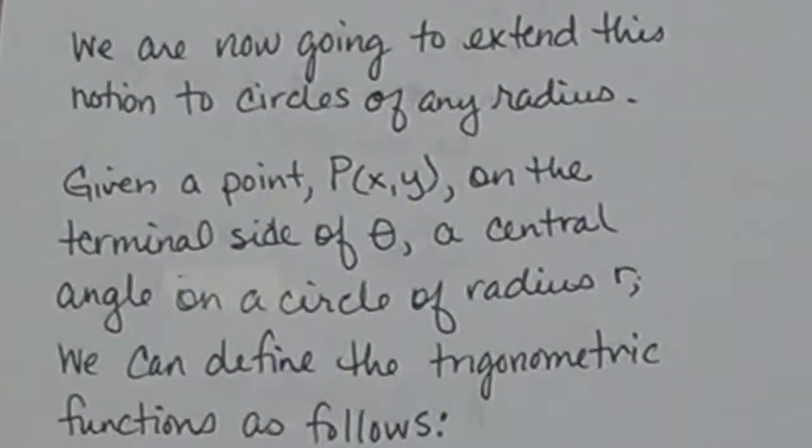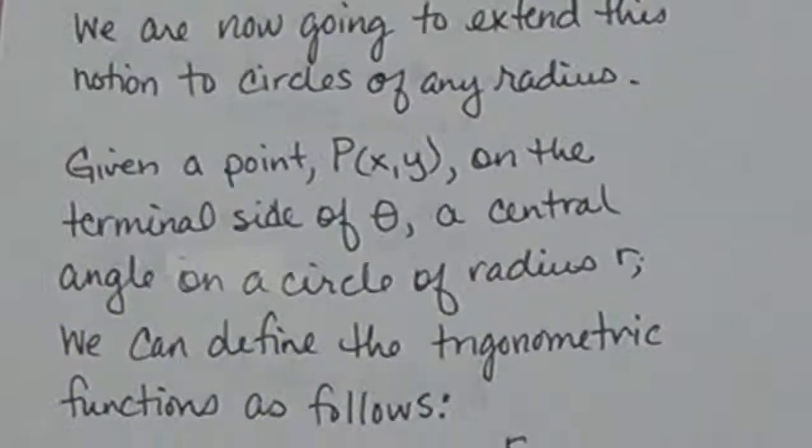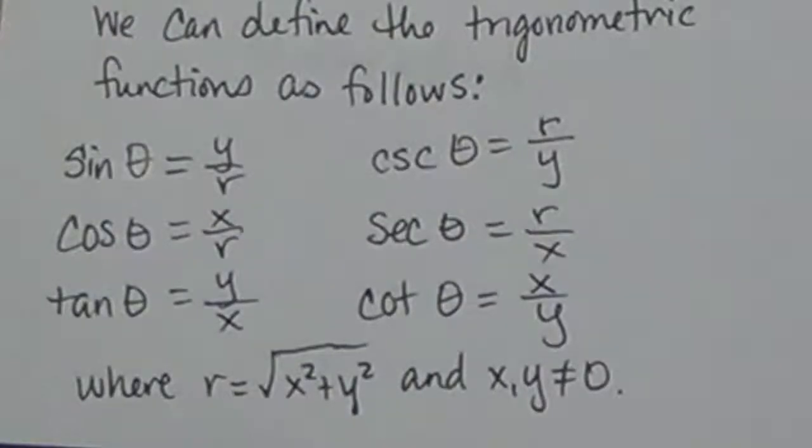Okay? We are now going to extend this notion to circles of other radii. So maybe we have a circle of radius 10 instead of radius 1. We still want to be able to find the trigonometric functions associated with that. And so what we're going to do is take a point P of (x, y) on the terminal side of theta, which is a central angle in a circle of radius r, and we're going to define the trigonometric functions as follows. Notice that each of them is very similar to what we had before. The only difference is r is not necessarily 1 here.